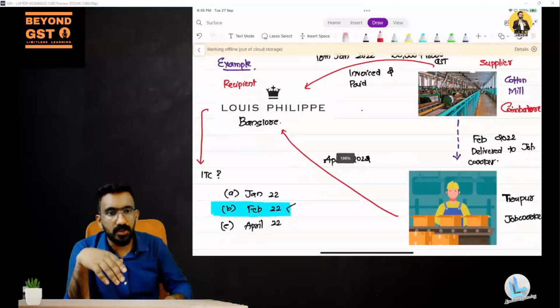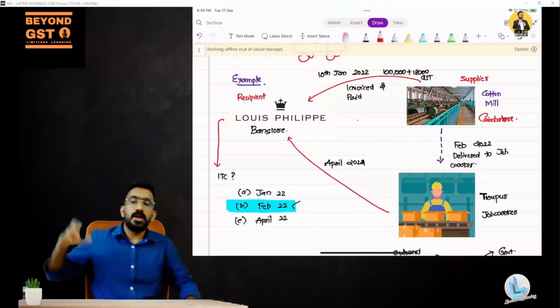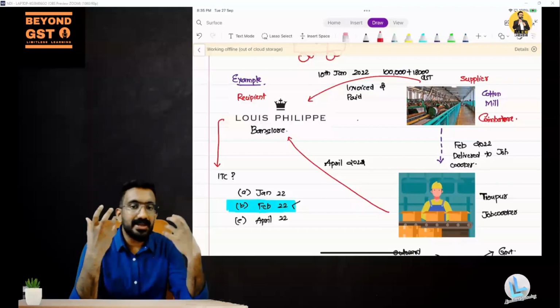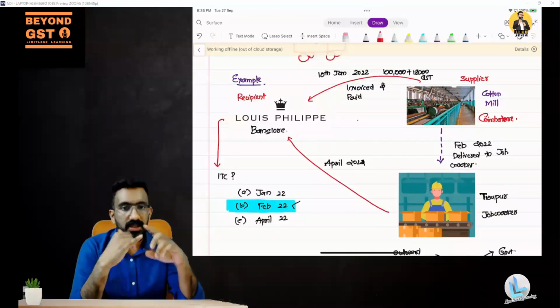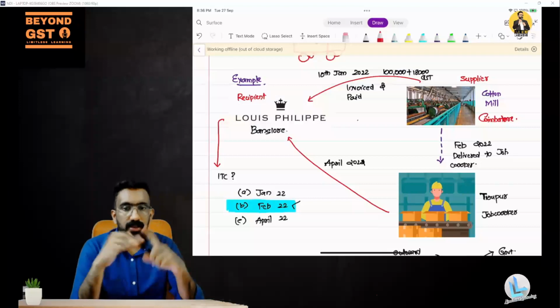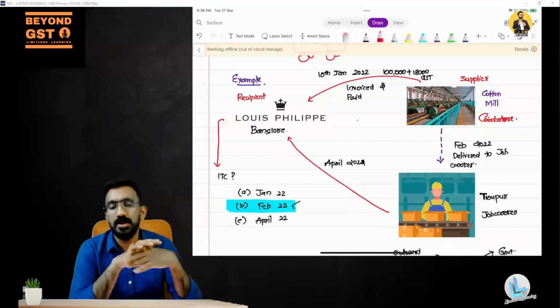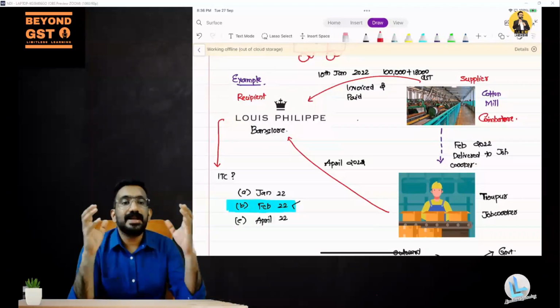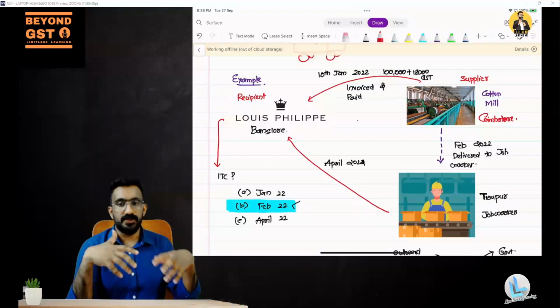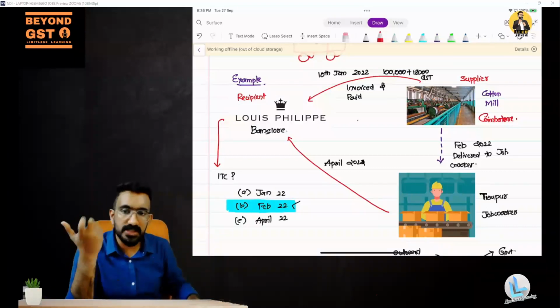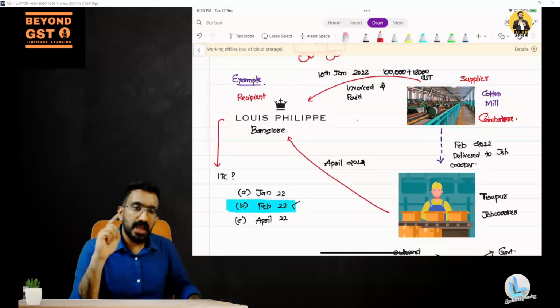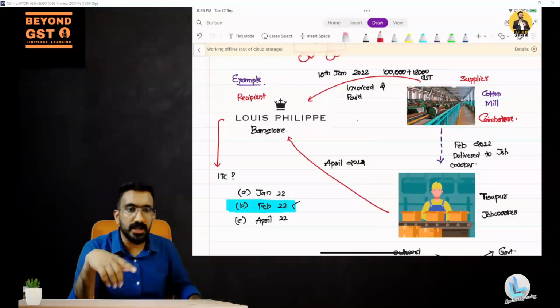Now, who wants to take the credit here? Louis Philippe, because they are the recipient of this cotton raw material. Now, when can Louis Philippe take the credit of 18,000? Can they take it in January, February, March, April? Which month can they take the credit? The provision says you can take the credit only when you receive the goods or services, right? The provision says you can take the credit only when you receive the goods or service. When did Louis Philippe get the final product? In April, right? But can this particular credit be taken in February itself?